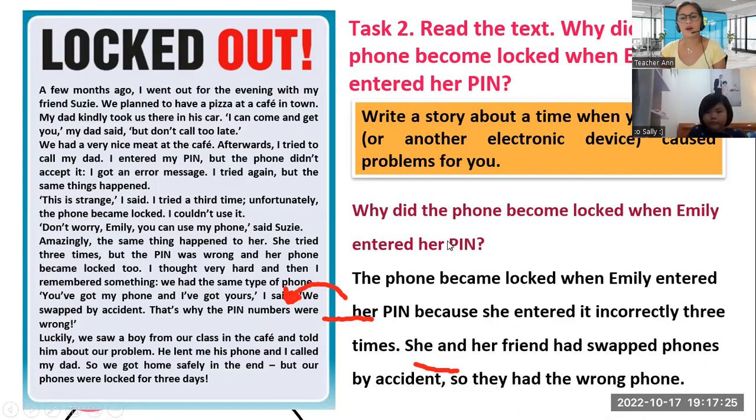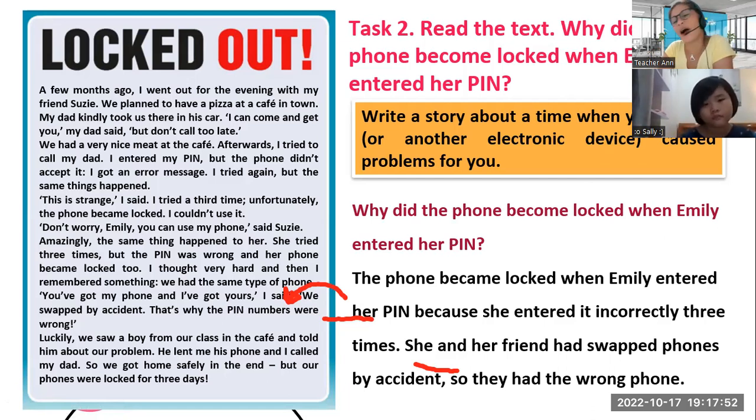Okay. So, why did the phone become locked when Emily entered the pin? The phone became locked when Emily entered the pin because she entered it incorrectly 3 times. Okay. She and her friend had swapped phones. Oh, they have the same phones and they swapped by accident. So they had the wrong phone.